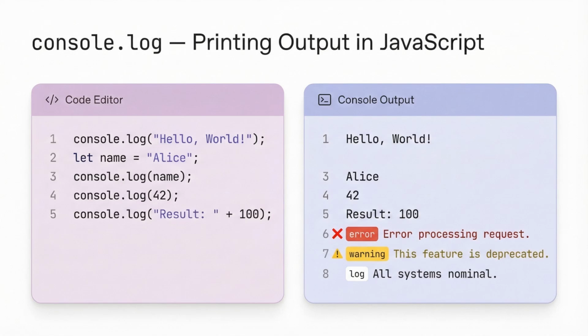Beyond basic logging, the console gives you different message types. Console.error prints in red and is used to signal that something has gone wrong, an actual error. Console.warn prints in yellow and signals a potential problem or something worth noting. And plain console.log is for general informational output. Learning to use these three together helps you communicate intent in your debugging and makes it much faster to spot issues in complex code.